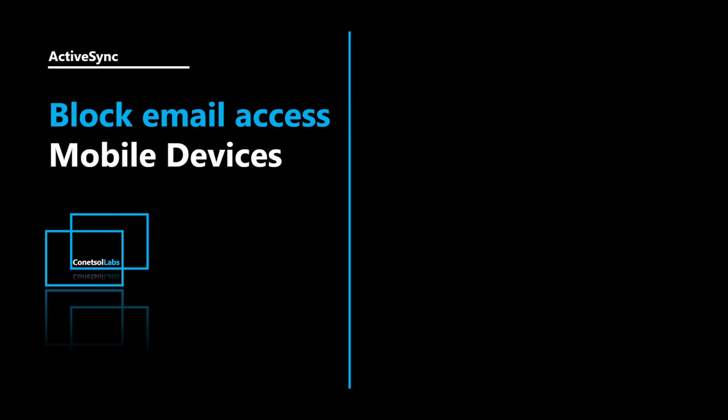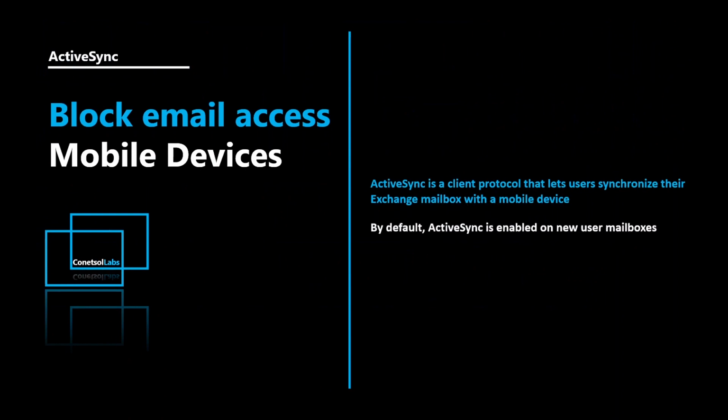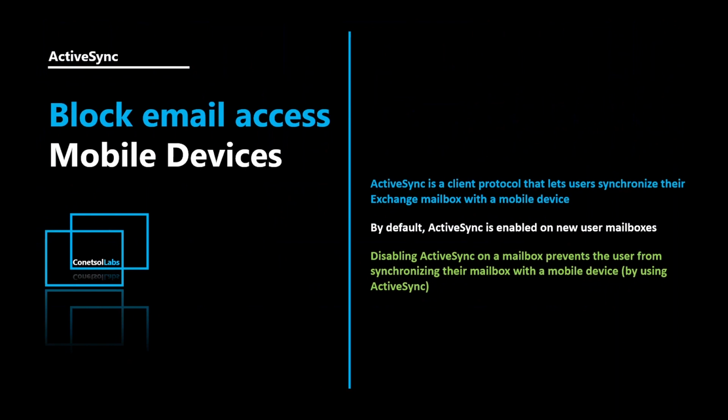Let's go through what Exchange ActiveSync is. ActiveSync is a client protocol that lets users synchronize their mailbox with their mobile devices. By default, ActiveSync is enabled on new user mailboxes. For example, if we disable ActiveSync on a mailbox, it prevents the user from synchronizing their mailbox with a mobile device using ActiveSync.